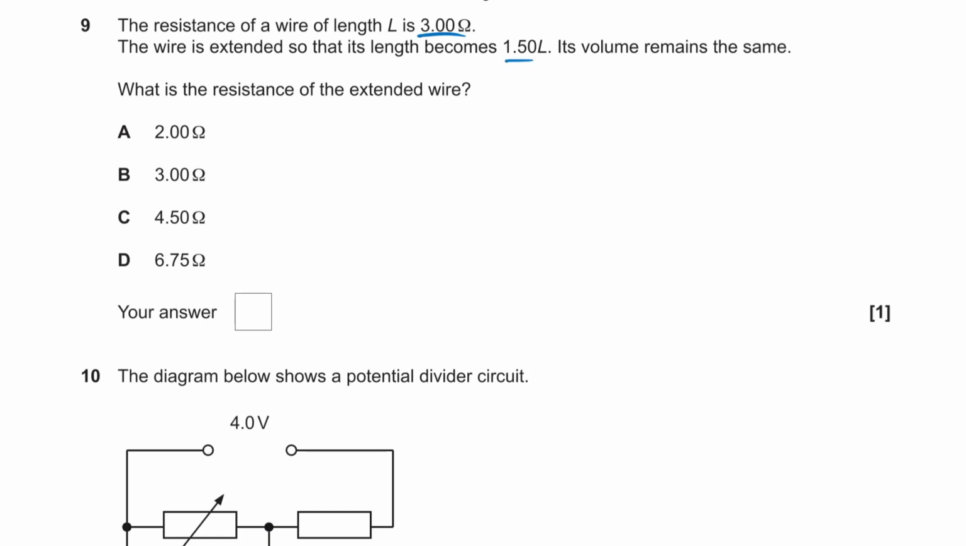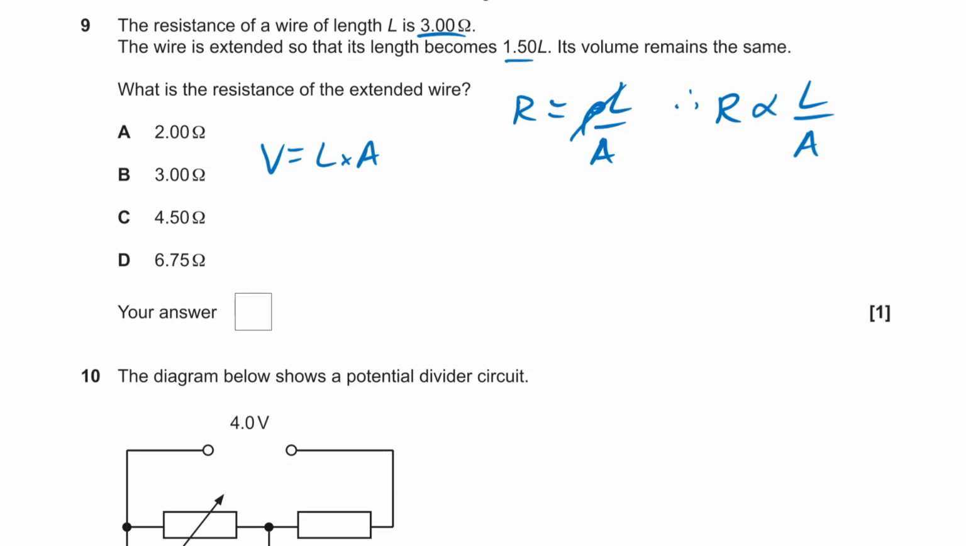We stretch it so it's half as long again, but the volume remains the same. Not a super easy one, but let's write down our resistivity equation. So R equals rho L over A. Now, rho is staying the same because it's the same material, so we can say that R is proportional to L over A. However, how are they changing?